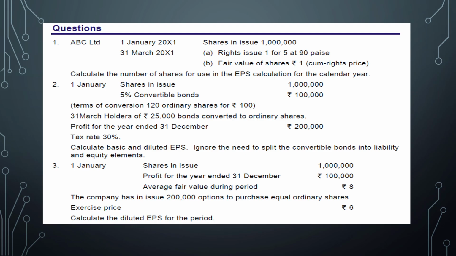So the first one is ABC Limited, where various details have been given, that is 1st January 2021 and 31st March 2021, as follows. Rights shares have been issued at 90 paise and the fair value of the share is rupees 1, cum-rights price. These are the various data that you should pay attention to. Calculate the number of shares for use in EPS for the calendar year. So the requirement is the number of shares in use in EPS.